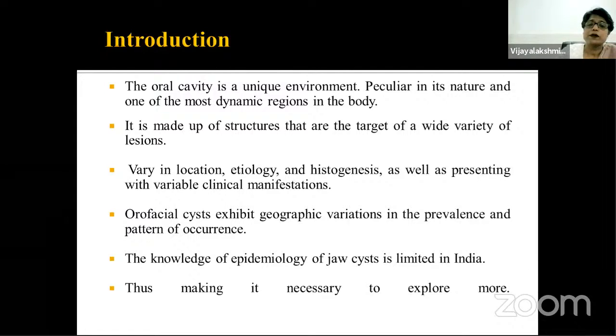But the documentation which has happened in context with cysts is mainly based on either institutional studies or case reports, but as such there is no data like how we have for the oral cancer registry. Of course, the prevalence of orofacial cysts in India is quite limited because of lack of documentation, even though quite a number of cysts are reported at institutional level and at laboratory levels at various places. This makes it necessary to explore more about the histological patterns that occur in cysts, and if at all we come across them, how to diagnose them becomes important.